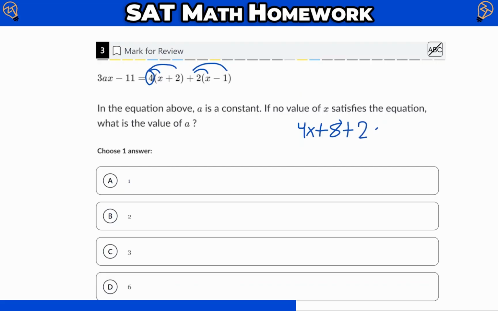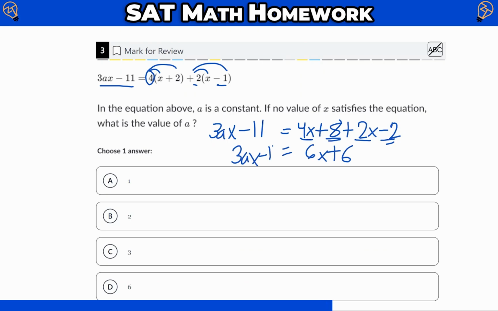So positive 2x minus 2, because positive 2 times a negative 1. And on the left side, I have 3ax minus 11. I also know to combine like terms, so I'll go ahead and do that. So I get 6x, and then when I combine the constants, I get plus 6. Now, the only way you're ever going to have either no solution or all real numbers is whenever the variable goes away. So if I want the variables to go away, they really need to have the same coefficient. In other words, 3a would have to be equal to 6. So if I say 3a equals 6, divide by 3, I get a is 2. So again, we get the correct answer is B.